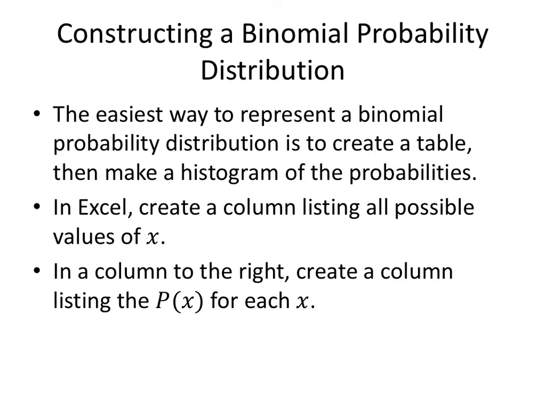So constructing a probability distribution, the easiest way to represent a binomial probability distribution is to create a table and then make the histogram of the probabilities. So in Excel, you're going to create a column listing all the possible values of X, and in the column to the right, create a column listing the probabilities for each X. We did this in the previous section, so you should feel comfortable creating those probability distributions.